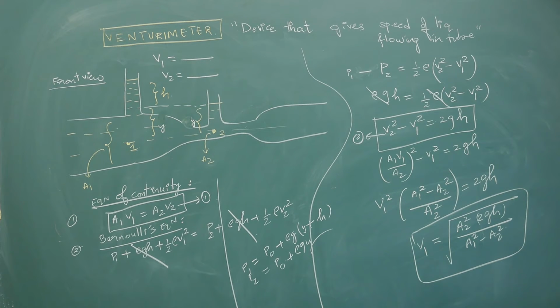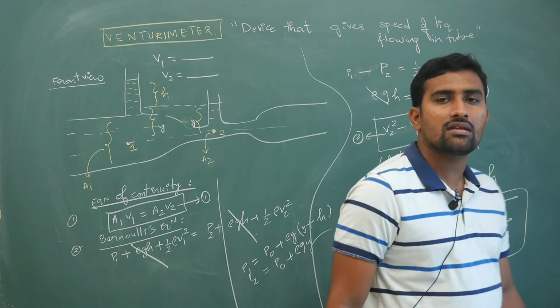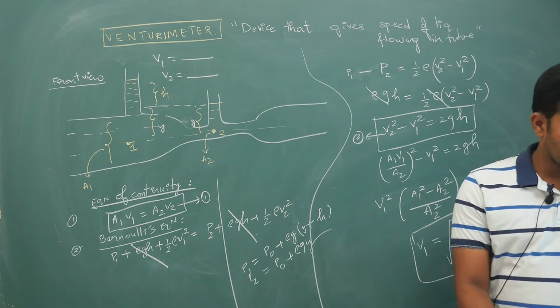Remember, again and again I will stress on the same thing. What is that I am stressing? We are going to apply only two equations: one is Bernoulli's equation and the other is the equation of continuity, in all the situations. But each device will have its own purpose. Here the purpose is measurement of speed.